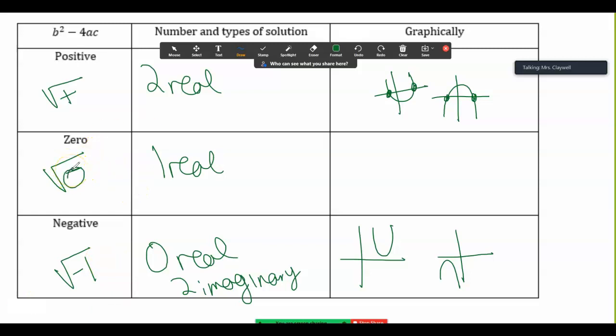If under the square root is 0, I'm going to have one real, because I'm going to have b plus or minus 0 over 2a. So I'm just going to have one real. So opening up, it would look like that. Opening down, it would look like that.